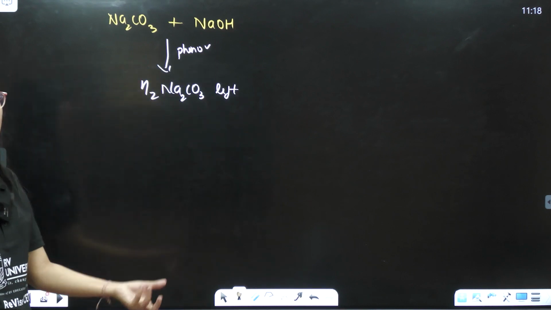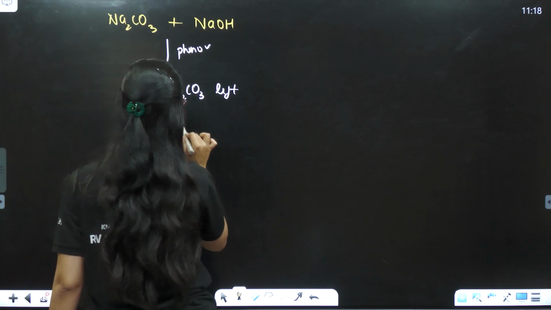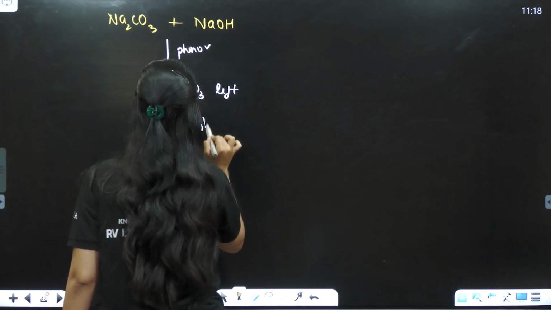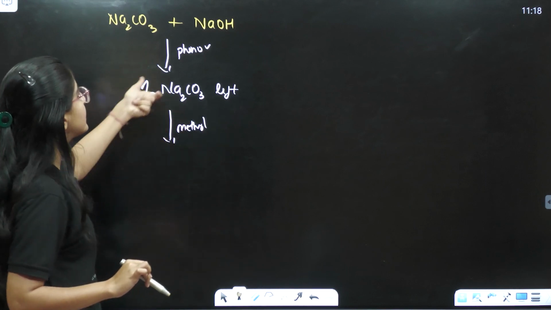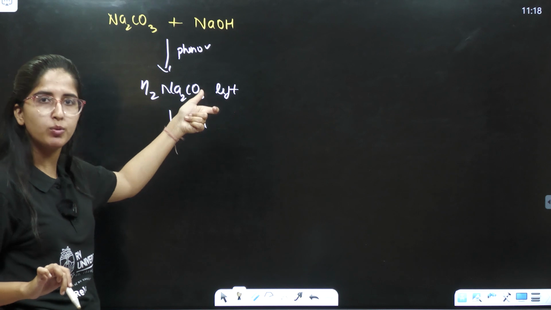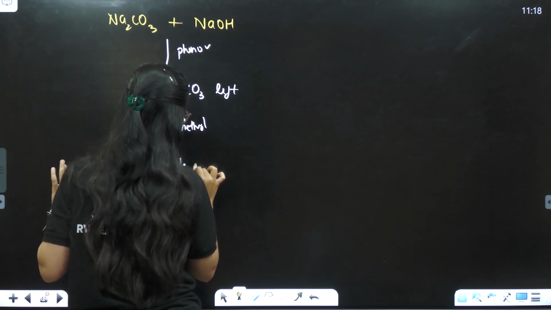Okay. Now, to this particular solution, what did I do? I added methyl orange. So when I added methyl orange, what did it do? It neutralizes this half sodium carbonate. So here there will be complete neutralization after this.